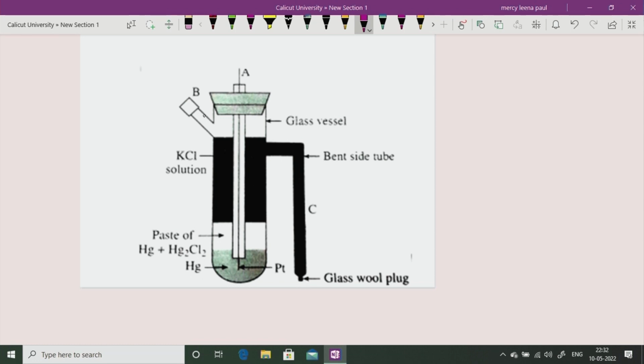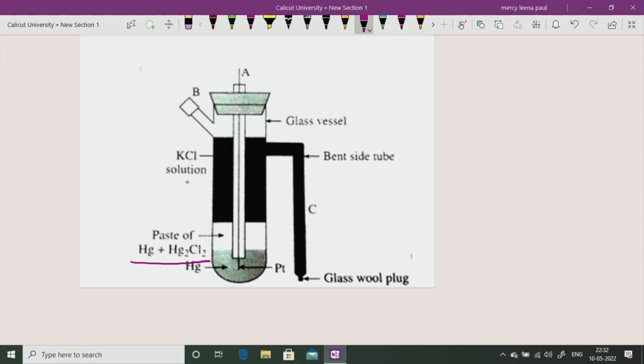The other one is a normal side tube. Now, above the mercury, I will keep a paste of mercury and mercurous chloride. Mercurous chloride means calomel. We make a paste of mercurous chloride and mercury, just put it on top of the mercury, and above that, shown in this black color, is potassium chloride solution.